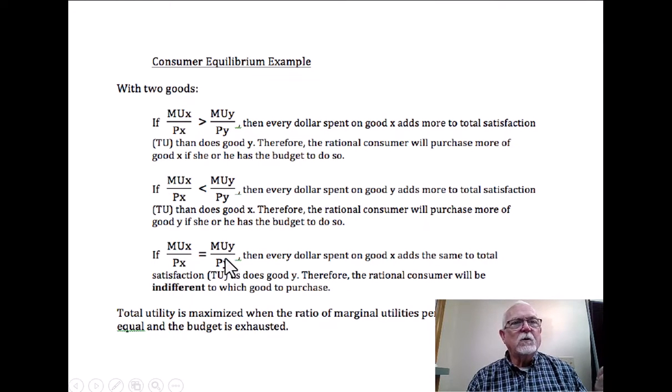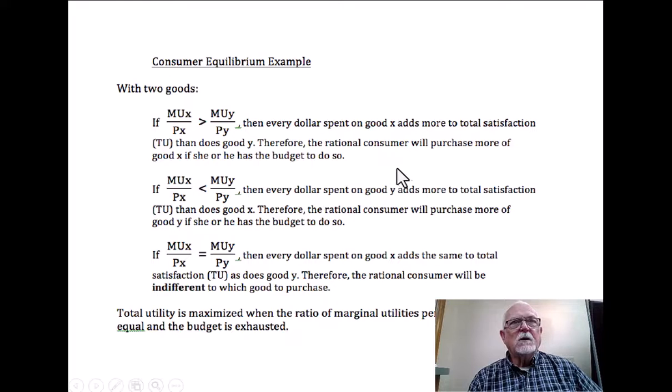So only at the point where they're equal, that says that every dollar spent on each good adds the same to total utility. And so at this point, we don't really care. There's a term called the rational consumer is indifferent. That will be important later. But the total utility is maximized where the ratio of the marginal utilities per dollar spent, that means MU over P, are all equal and the budget is exhausted. In other words, you have no more money to spend.